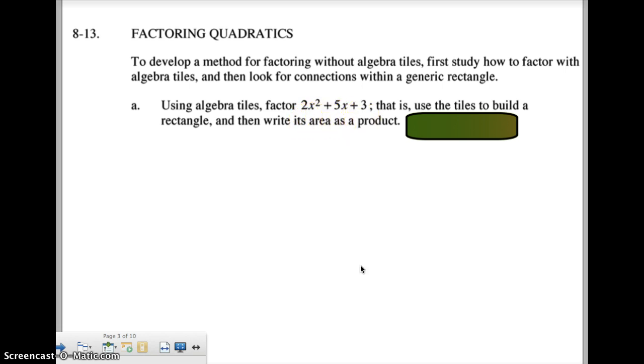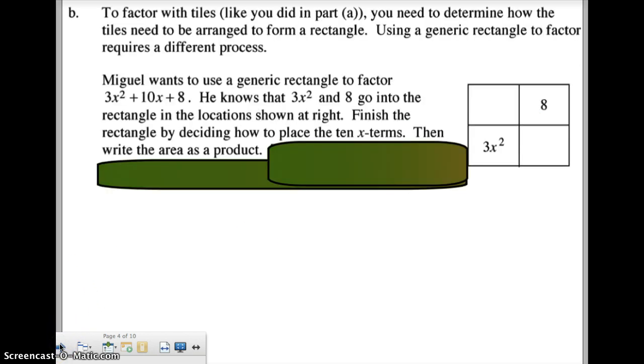So you do that just like we did yesterday, or just like we did in the previous section, where you draw your bigger pieces, your x squareds in this case, in the bottom left, and your units up in the upper right, and see if you can draw a rectangle with it. Okay? After you do that for part B, what you're going to have to do is factor with tiles like you did in part A. You need to determine how the tiles need to be arranged to form a rectangle. Using a generic rectangle to factor requires a different process.